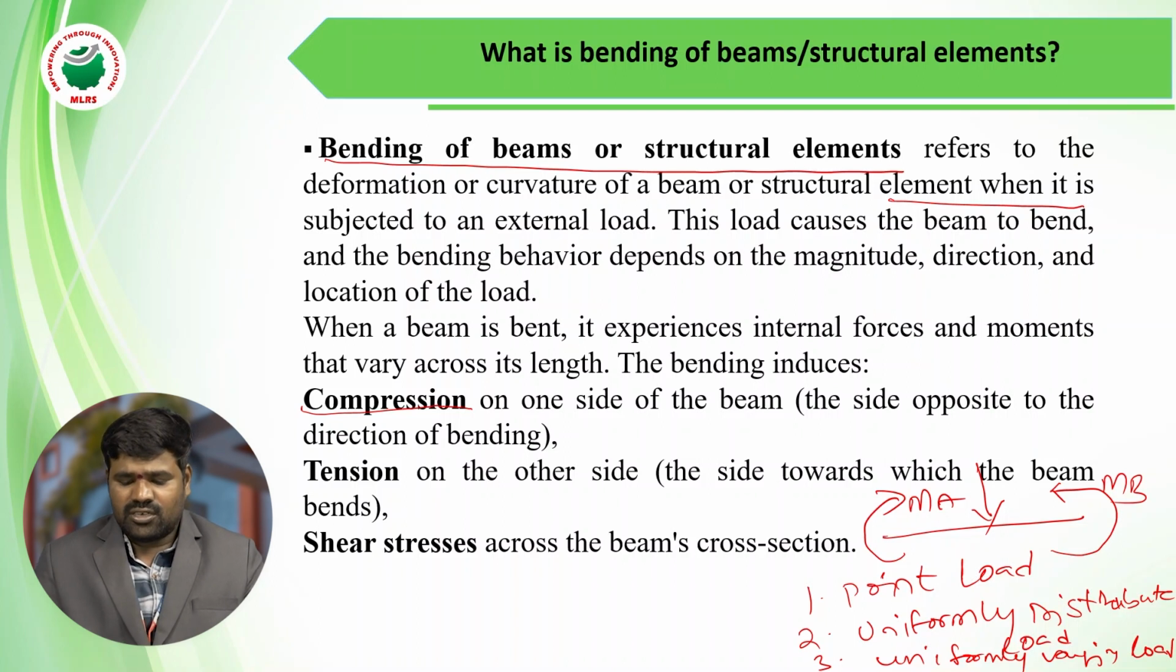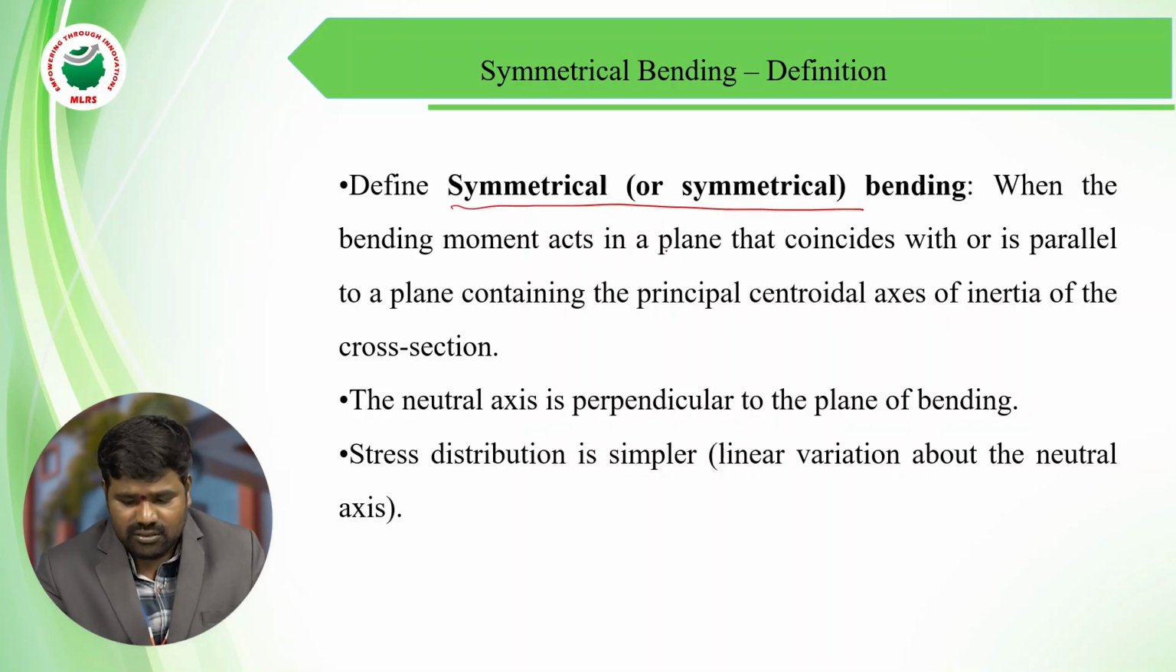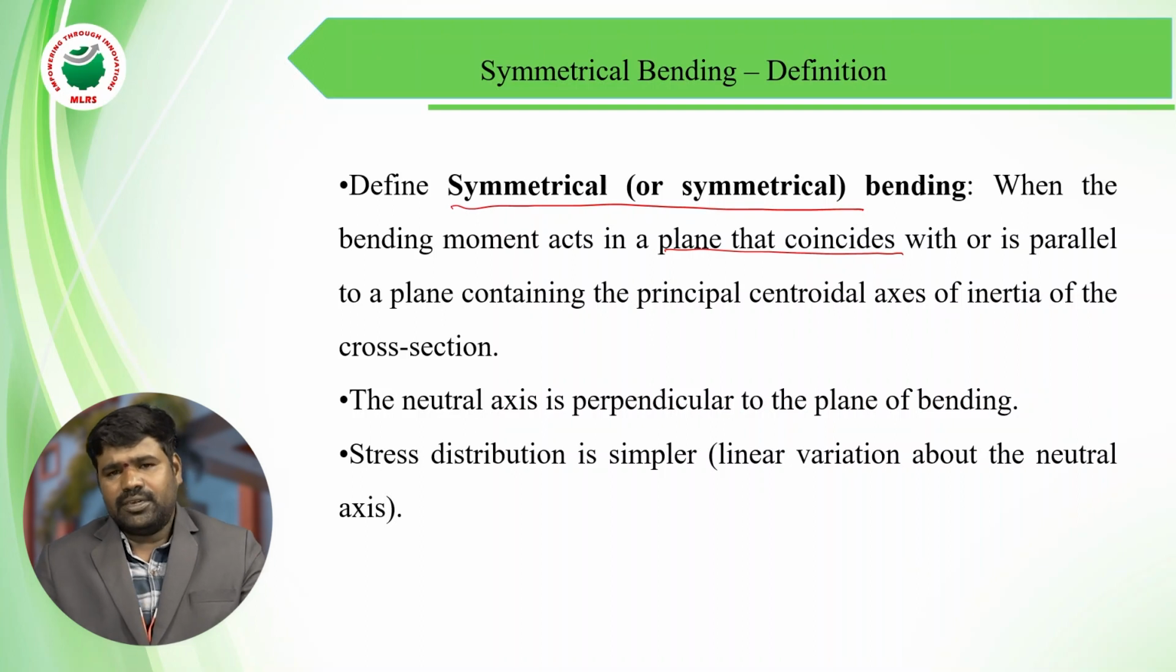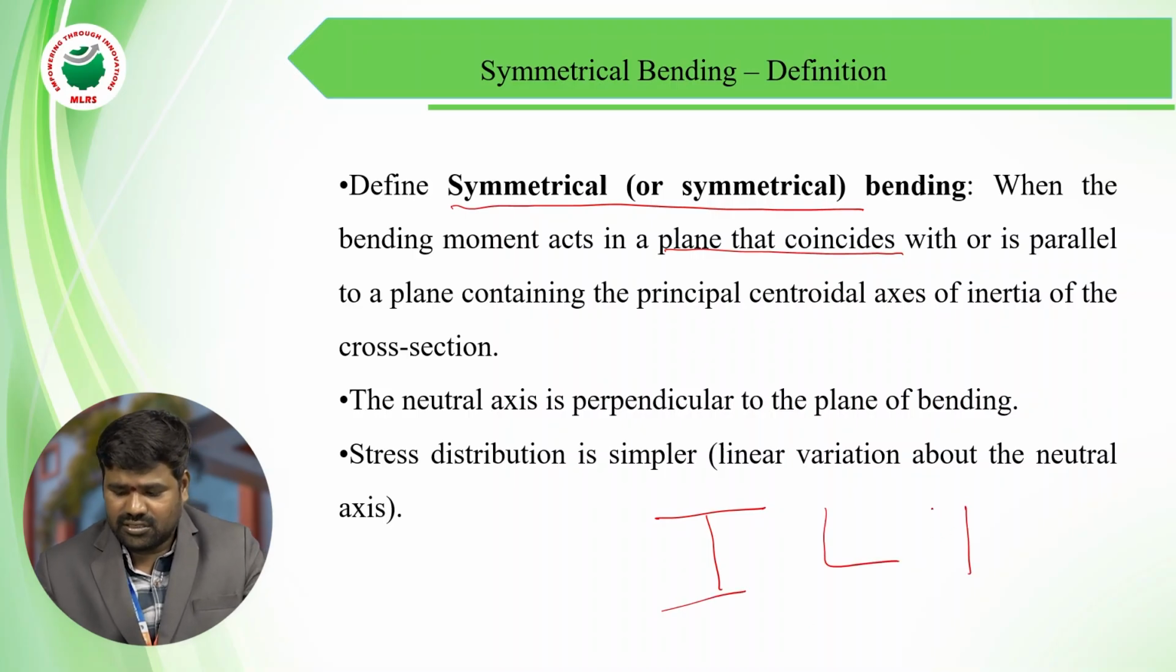Shear stresses act across the beam's cross sections. Symmetrical bending definition: symmetrical bending occurs when the bending moment acts in a plane that coincides with or is parallel to a plane containing the principal centroidal axis of inertia of the cross section. For example, symmetrical beams such as I section, L section and T section.